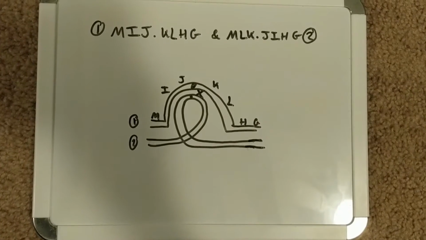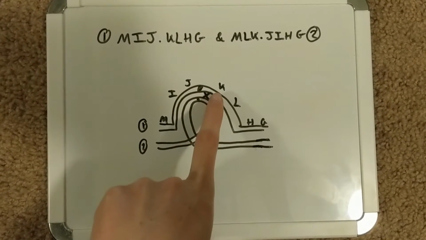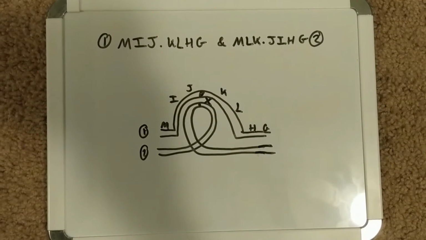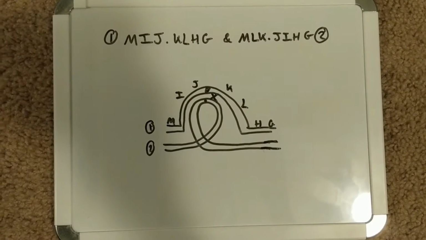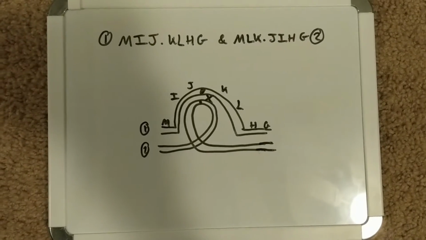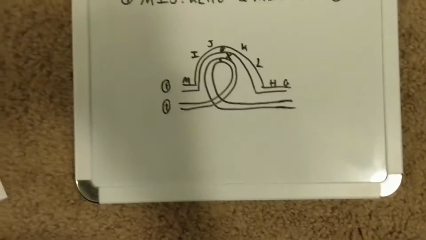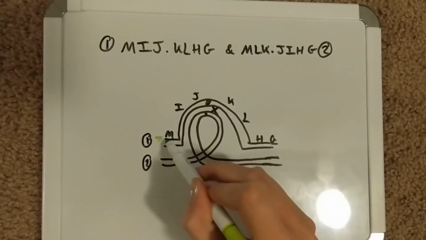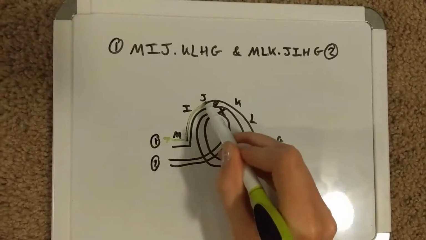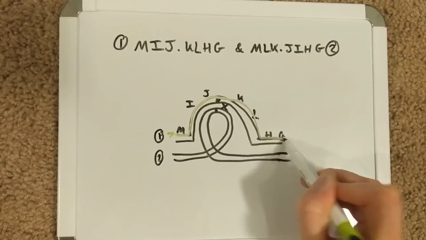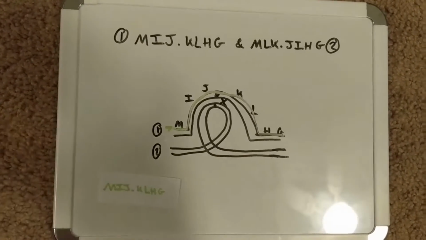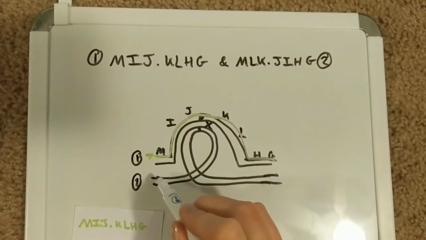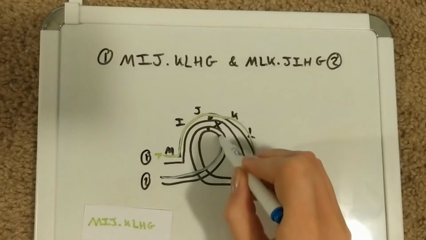During a crossover between regions J and K, 4 different gametes will be produced. If we think of this like a roller coaster, each roller coaster is going to need its own path or track. The green roller coaster will take the top loop, creating gamete MIJ.KLHG.